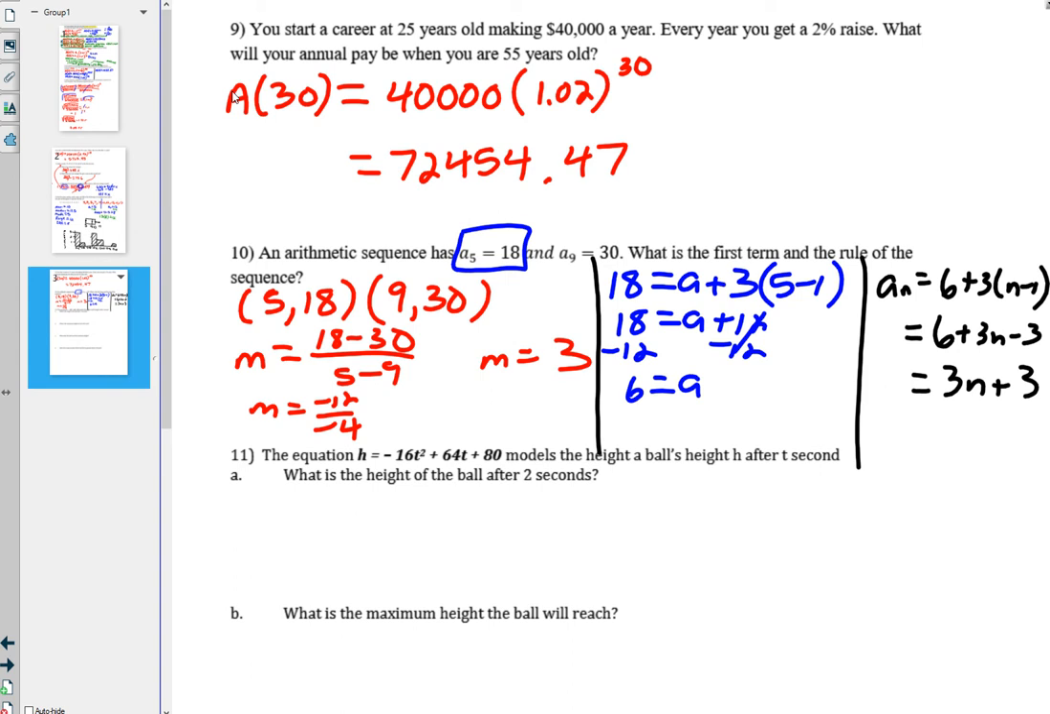What word can be used to describe the rule or the explicit definition of an arithmetic sequence? Very good.